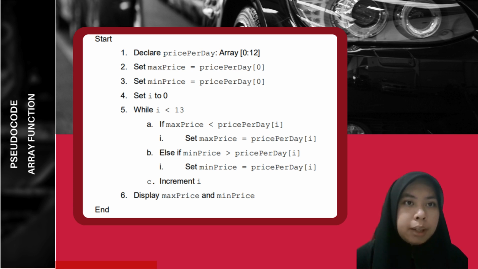If the maximum price is less than price per day in brackets I, set the maximum price equals to price per day in brackets I. Else if minimum price is bigger than price per day in brackets I, set the minimum price equals to price per day in brackets I. Then increment I. Then it will display the maximum price and the minimum price.